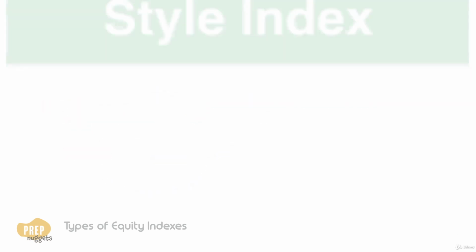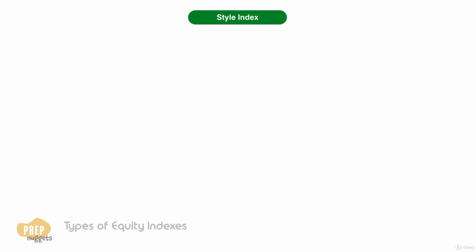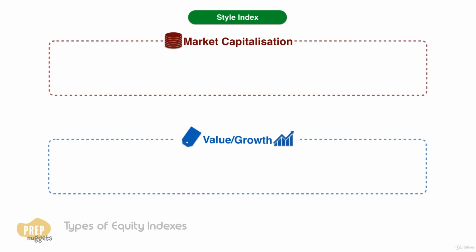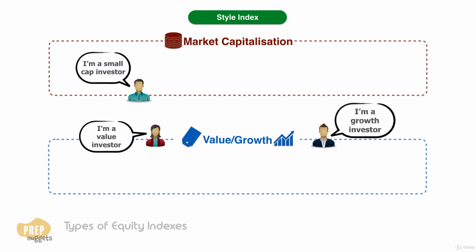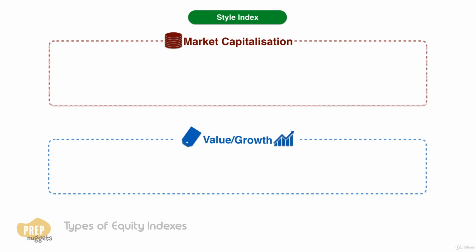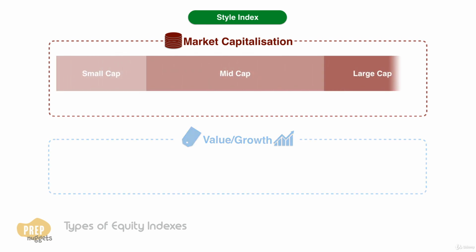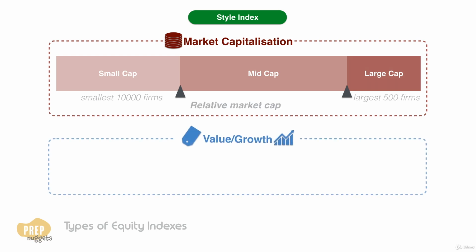And lastly, style indices can be categorized according to market cap, value, or growth, or a combination of these characteristics. They're intended to reflect the investing styles of certain investors, such as the small cap investor, growth investor, and value investor. Market cap indices can be differentiated along the lines of small cap, mid cap, and large cap stocks. Classification can be based on absolute market capitalization or relative market capitalization.